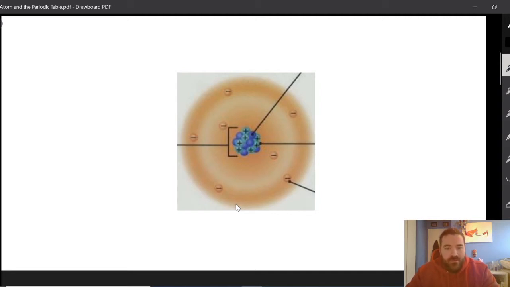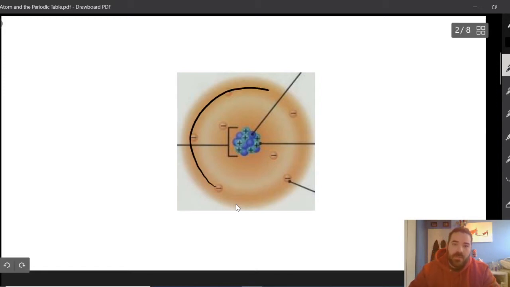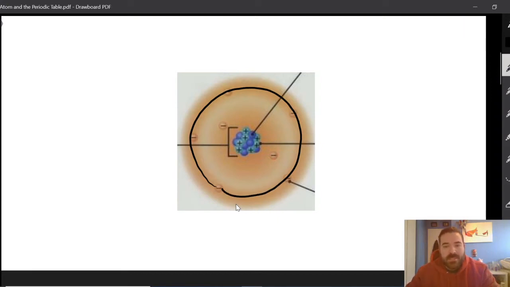But here we have the outside of an atom. Out here we have what you now know to be the valence orbit, or the valence shell. This is the orbit that contains the outermost electrons. These are the electrons that are in charge of the characteristics of atoms and elements, so the characteristics of bonding and bonding with other atoms to create molecules.